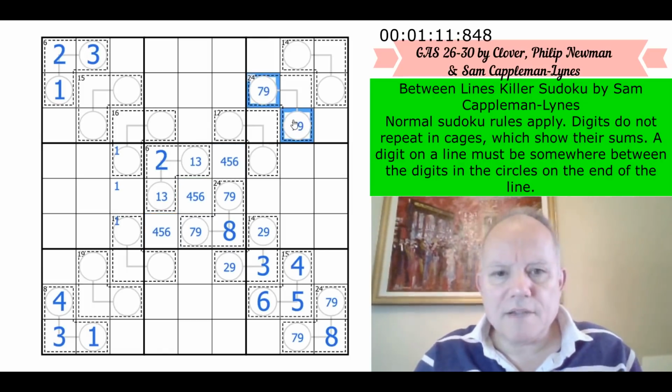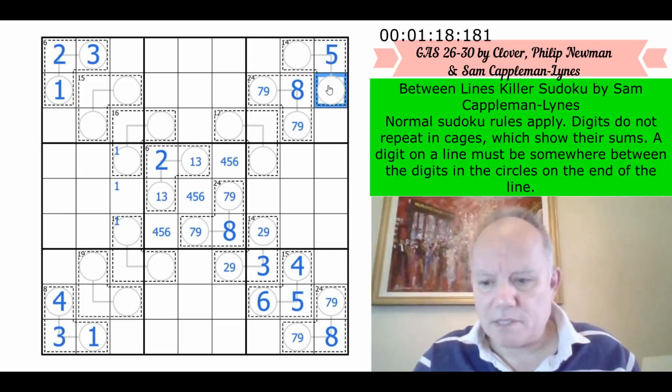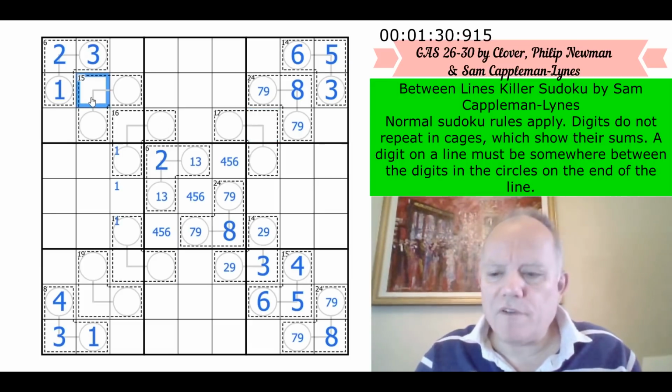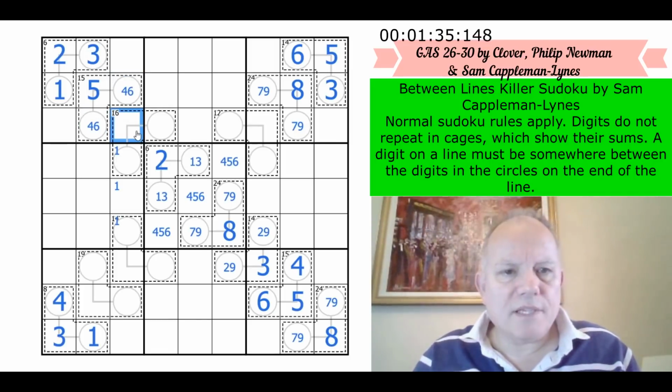Another one. 7 and 9 with an 8 there. Now 14 must be 3, 5, 6, I think. So we can do that. That is 1, 2, or 4. Can it be 2? Yeah, it could be. Bother. This one, though, is 4, 5, and 6. Yes. Should have spotted that at the start. This number is now 7, 8, or 9.